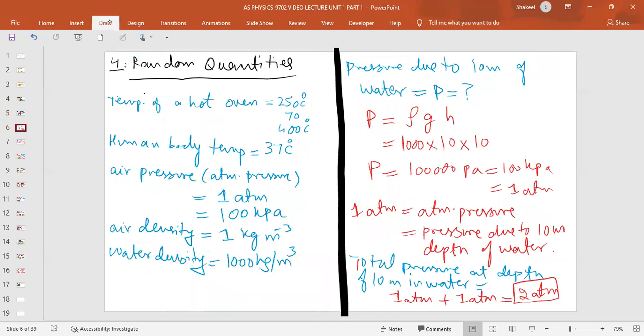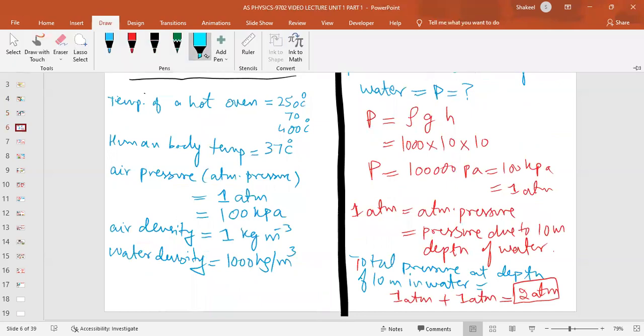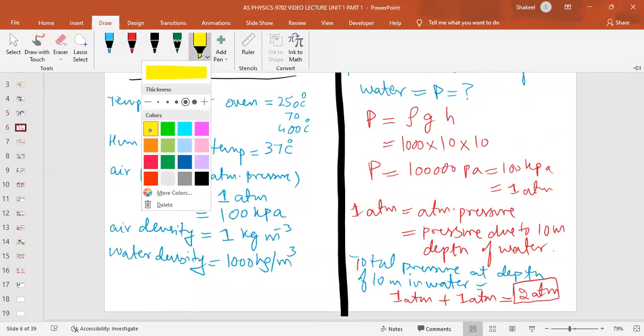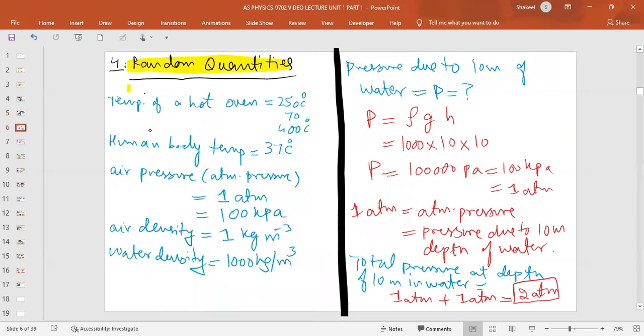So now moving on to next, some random quantities. The first one is temperature of a hot oven, that is from 250 to 400 degrees Celsius, in which your favorite pizza is going to be cooked. The human body temperature is 37 degrees Celsius. The air pressure or the atmospheric pressure is 1 atm or 100 kilopascal. And air density is 1 kilogram per meter cube. You have to memorize all these numbers, unfortunately.